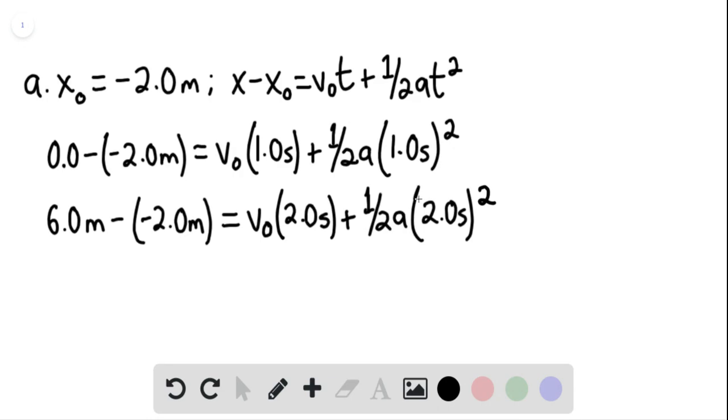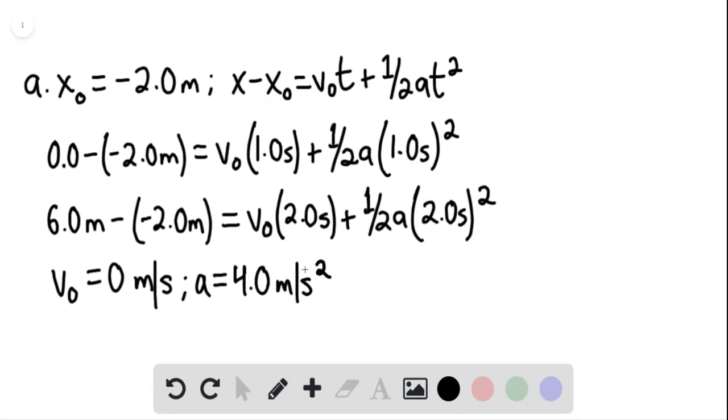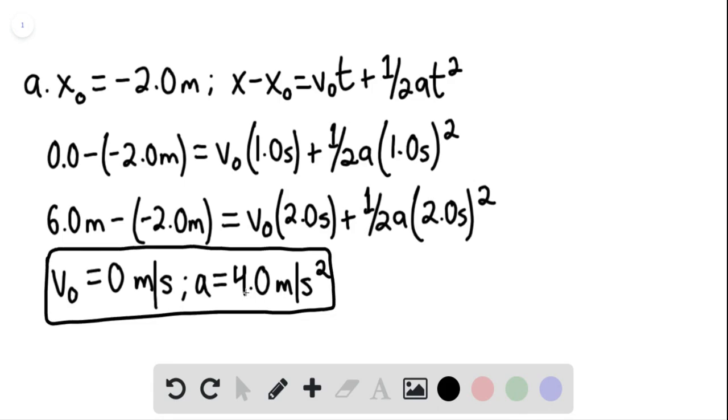And so solving these two equations, we find that the initial velocity is 0 meters per second and that the acceleration is equal to 4.0 meters per second squared. This would be our final answer for part A.